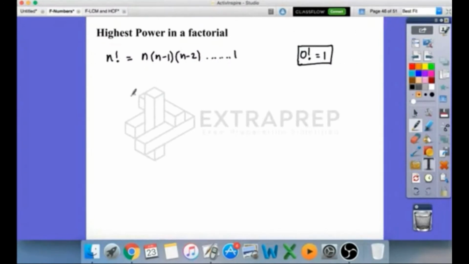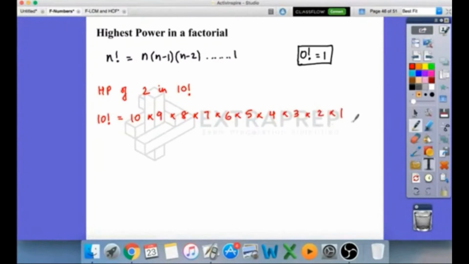So the question that can be asked will be something like this. They'll ask you to calculate the highest power of 2 in 10 factorial. Now let's write 10 factorial first. 10 factorial is nothing but 10 into 9 into 8 into 7 into 6 into 5 into 4 into 3 into 2 into 1. This is 10 factorial.